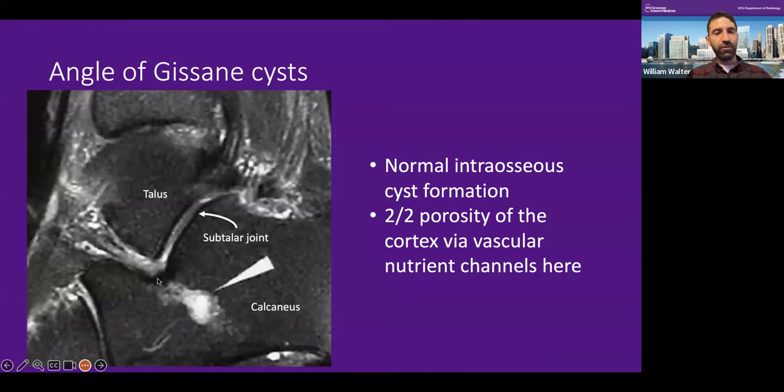All right, this is a normal phenomenon that you'll see on a good share of the ankle MRIs that you look at. These are cysts that form at the angle of Gissane along the calcaneus. And this is basically this angle along the posterior subtalar joint. It's a very common location to have perforating vessels. And so you'll get cyst formation here, some bone marrow edema and fluid. Your neighborhood radiologist probably will not mention this on their imaging report because it's so common and is of no clinical consequence.